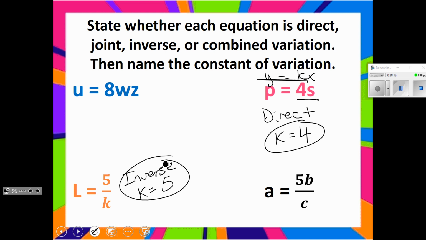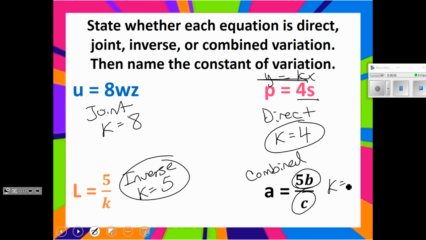All right. How about joint? Joint is just like direct, except it's got lots of variables. It's timesing to everything. It's the blue one. So this would be joint. And what would K equal? 8. That's your constant. You're always timesing by 8, no matter what the W is, no matter what the Z is. Timesing by 8 every time. And that makes the black one combined. Notice what's the relationship to the B? It's direct to B and inverse to C. It's dividing by C. So what would the constant be? 5. The constant would be 5.